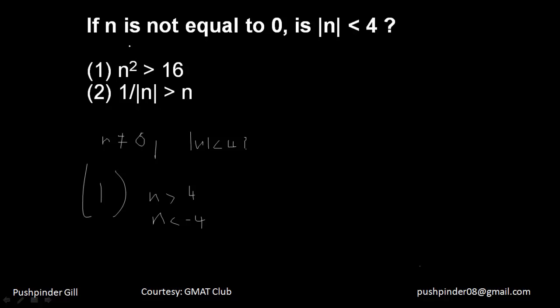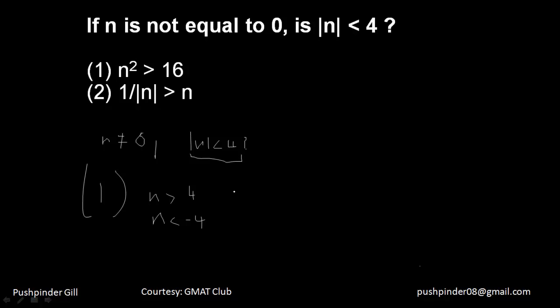Yeah, negative 5 square is 25, which is greater than 16. So most of you would say, you know what, I'm getting a positive value, I'm getting a negative value, statement not sufficient. But just see what the question is asking you. Very important point. It's asking whether modulus of n is less than 4 or not.